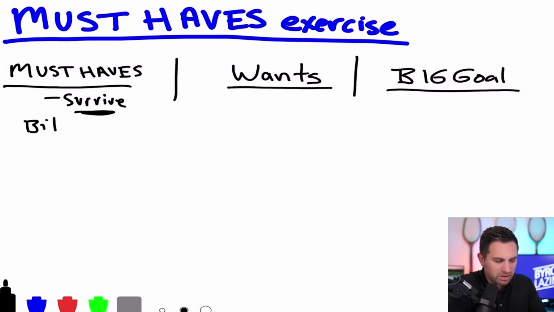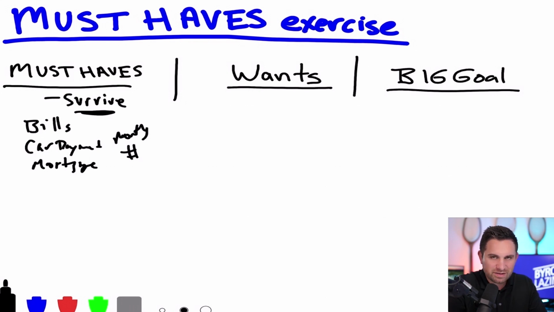So bills, car payment, mortgage. You need to know your number, your monthly number of expenses that you need to survive. Okay. Groceries are going to be in here. All right. The things that you do extra, like buying another subscription on Netflix or one of these types of things, that's not going to be a must-have. The things you absolutely need to survive.